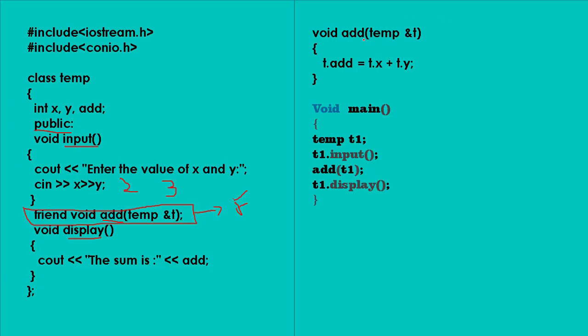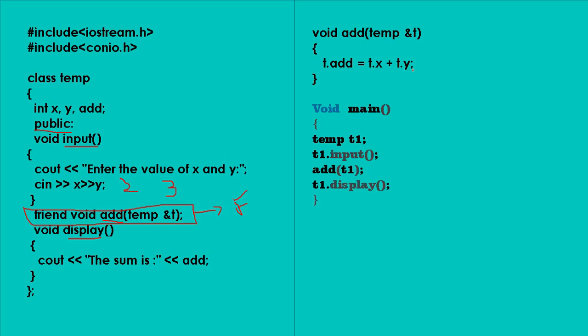Now the next member function, the friend function, has been declared inside the class but it has been defined outside the class. So here void is the return type and add is the function name, temp ampersand t is the argument, t is the object name, and dot is the dot operator we use in order to access the members of the class, and it is t dot x plus t dot y.